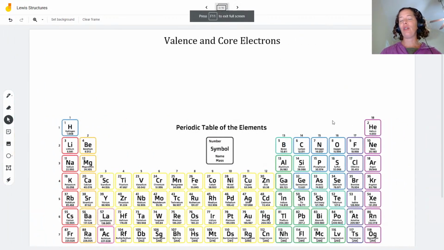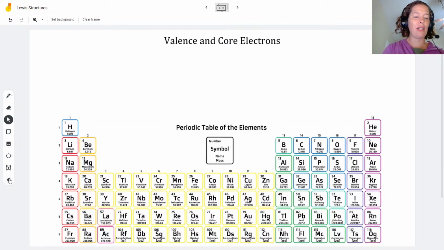All right, so Lewis structures. Before you can do Lewis structures, you have to have an understanding of electrons, and specifically you need to be able to identify valence electrons versus core electrons. Okay, so let's just get some definitions first.